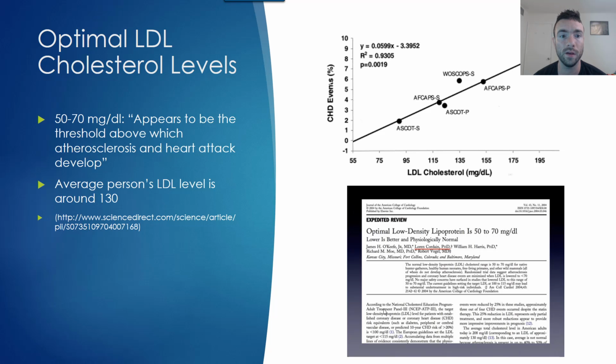All right, so we already found out what cholesterol is and that your body already produces the optimal amount of cholesterol that you need. So the question is, what is the optimal amount? Well, in a study that was published in the Journal of the American College of Cardiology, they found that 50 to 70 milligrams per deciliter appears to be the optimal amount of cholesterol in your blood, and anything above that is where atherosclerosis and heart attacks start to develop.